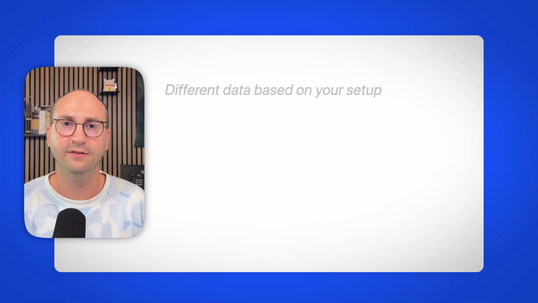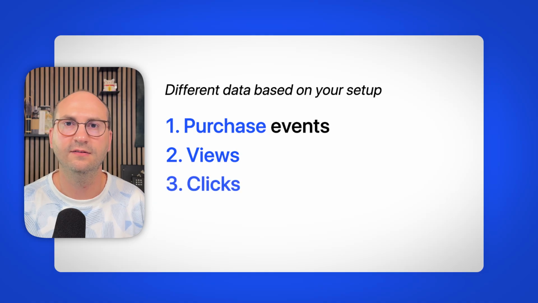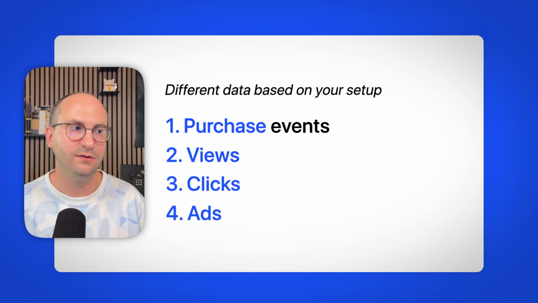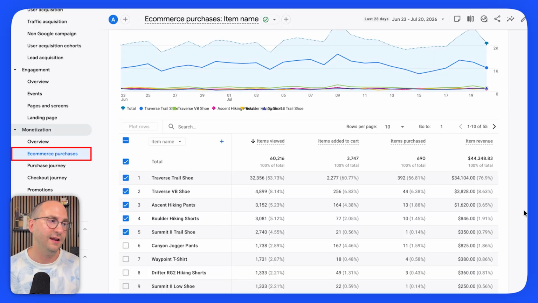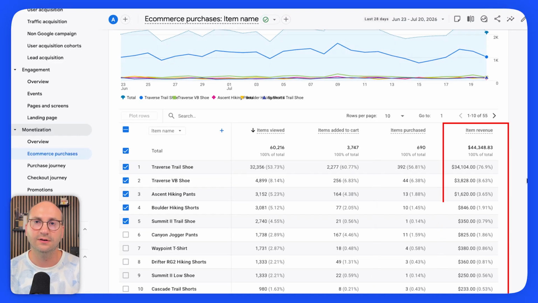So depending on how your setup is done in purchase events or views, clicks, ads, all of those types of things, you may have different versions of information in here. One example could be if you have item level information on your purchase event, but you don't have a discount on it, your item revenue could be higher than your actual purchase information in transactions. The e-commerce purchase area is also a place where you can start to get a quick read on your individual items that you sold on the site, and it's a good way to see your top sellers here.